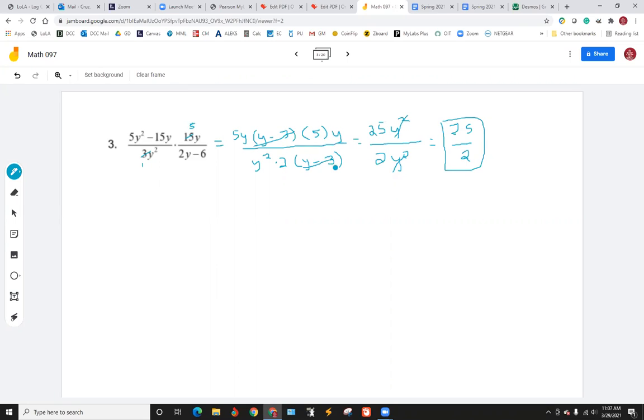All right, so now here, you just left the y squared, and then you can factor out a 2 to give you 2 times y minus 3. The y minus 3's go out. And then you're left with 5y times 5y, which is 25y squared. And then you got 2 times y squared here. The y squareds are gone, so it's just 25 over 2.